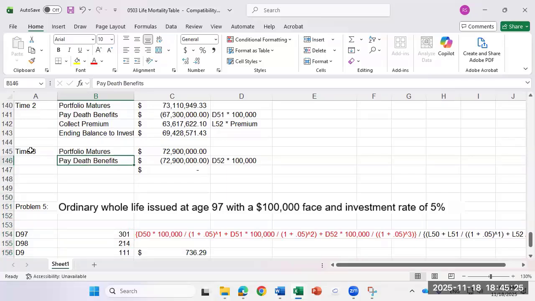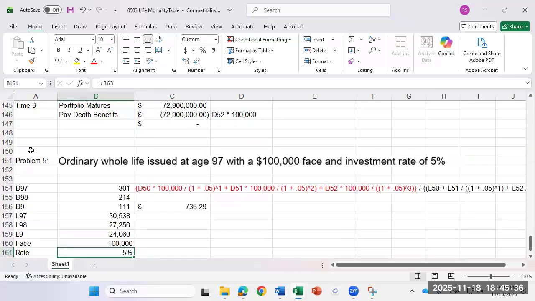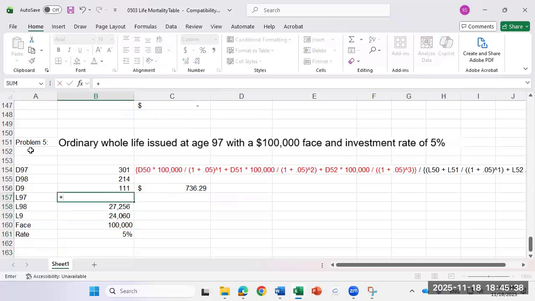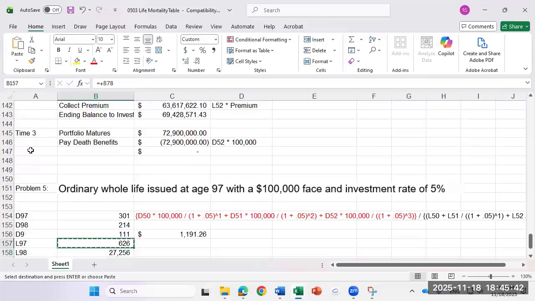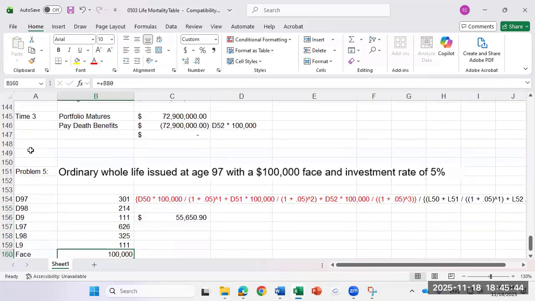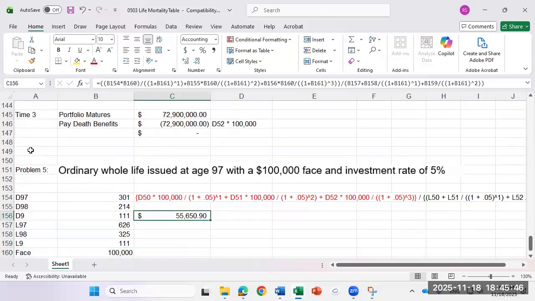But don't say the premium's gonna be 90-something thousand, because you can get the premium 3 times. There's fewer people paying the premium each time. So it's gonna be much lower than 90-something, $92,000. But it's not gonna be radically lower, because every single person is gonna get paid. So here you can see the premium is $55,650.